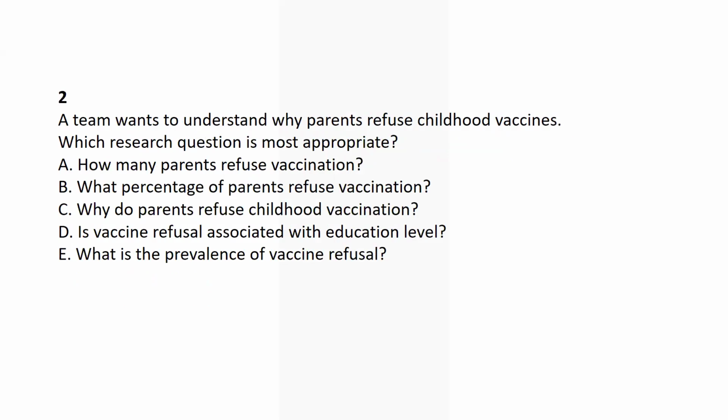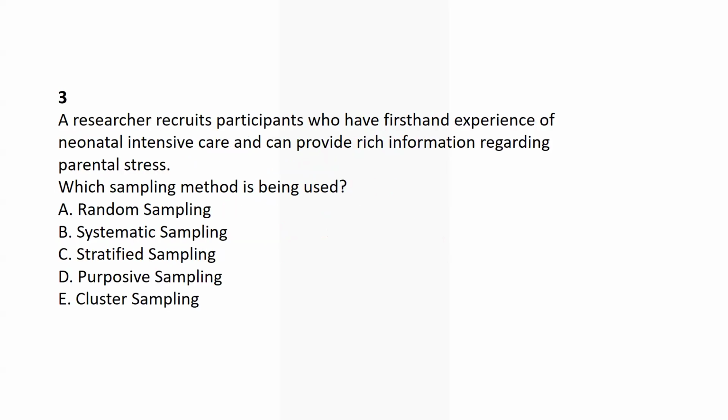Question number two. Our team wants to understand why parents refuse childhood vaccines. Which research question is most appropriate? Option A, how many parents refuse vaccination? B, what percentage of parents refuse vaccination? C, why do parents refuse childhood vaccination? D, is vaccine refusal associated with education level? And E, what is the prevalence of vaccine refusal? C is the right answer because all of the four other questions are directing us towards the quantitative analysis.